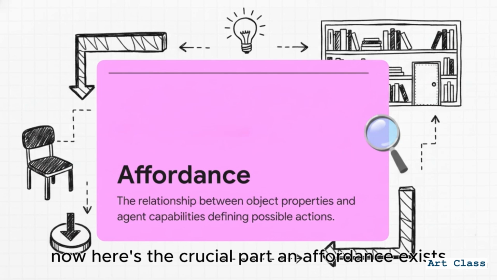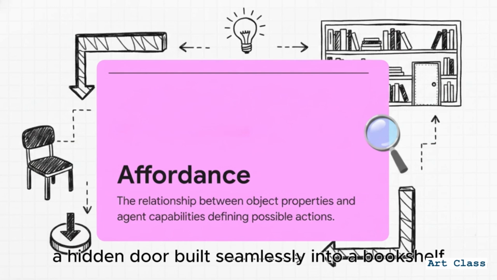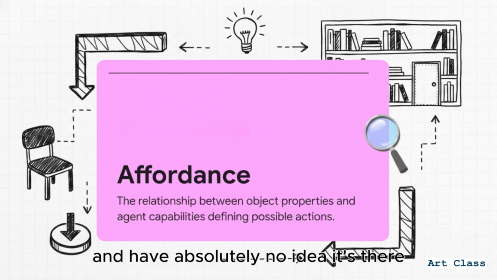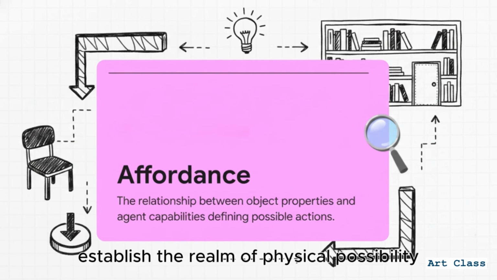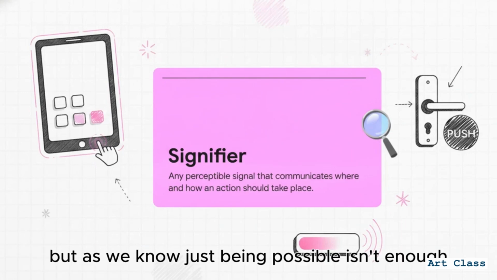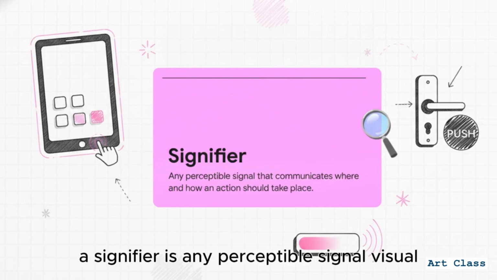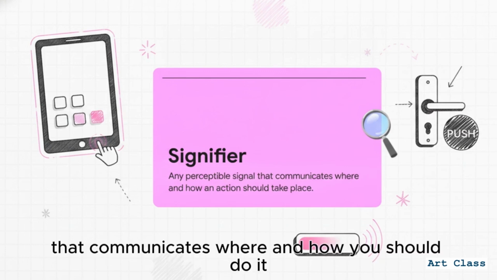Now, here's the crucial part. An affordance exists whether anyone actually realizes it or not. A hidden door built seamlessly into a bookshelf, that still affords passage to another room, even if you're standing right in front of it and have absolutely no idea it's there. Affordances simply establish the realm of physical possibility. But as we know, just being possible isn't enough, and that's where signifiers step in. While affordances dictate what you can do, a signifier is any perceptible signal, visual, auditory, tactile, that communicates where and how you should do it.